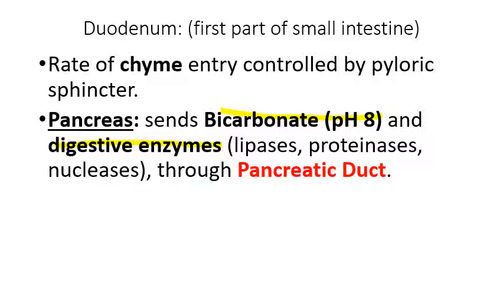The digestive enzymes include lipases that break down lipids, fats and oils, proteases that break down more of the proteins, nucleases that break down nucleic acids, polysaccharidases that break down other polysaccharides. And the pancreas delivers all these enzymes to the duodenum through a tube called the pancreatic duct.